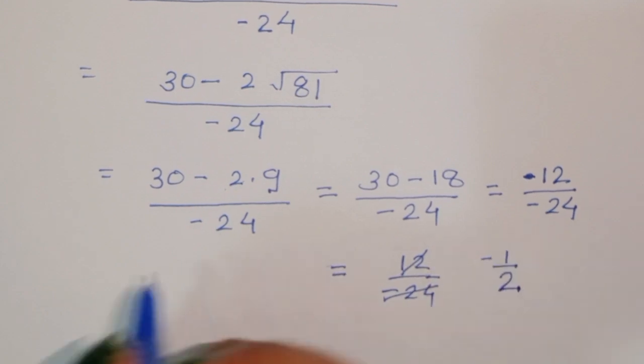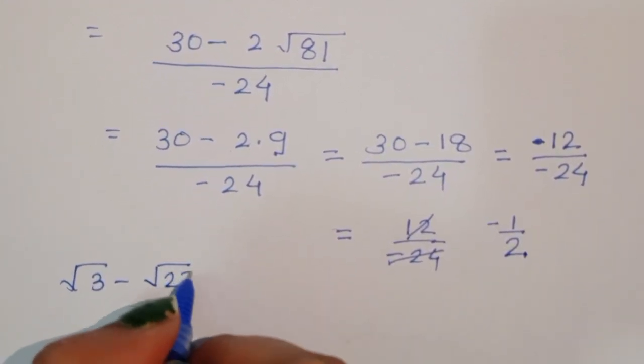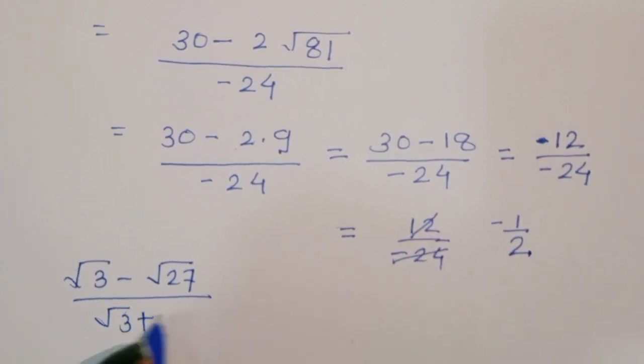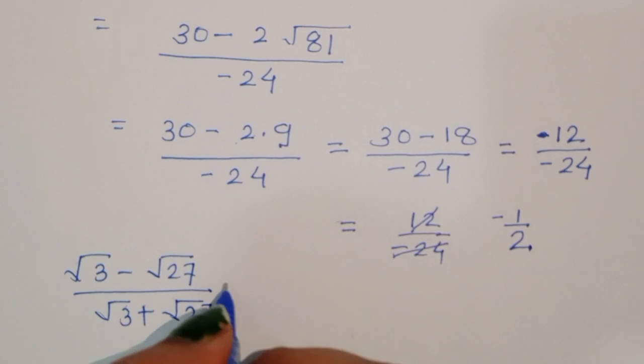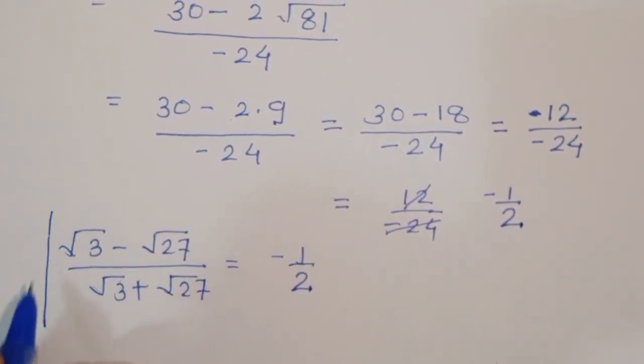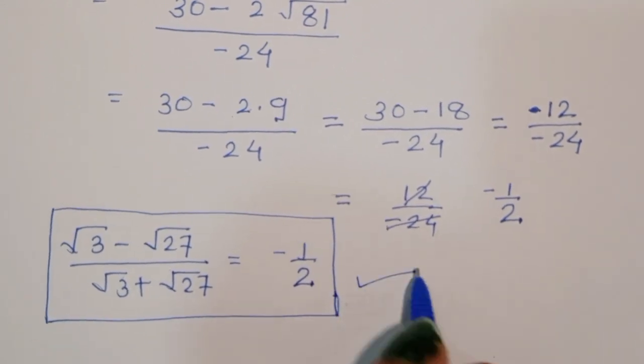So we can write the answer: (√3 − √27) divided by (√3 + √27) is equal to minus 1 by 2. This is the solution using the second method. Thank you so much.